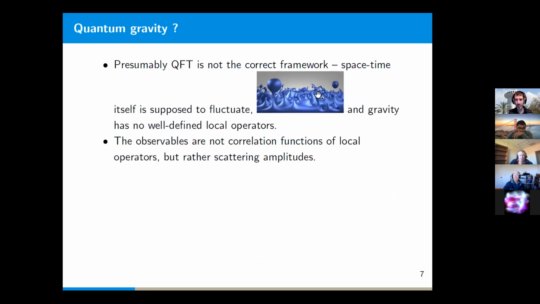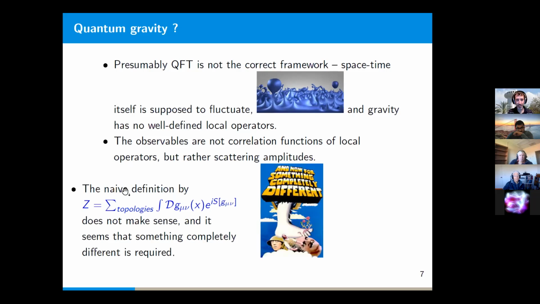Of course, we do expect in quantum gravity that space-time itself should fluctuate, so we don't expect to have any well-defined operators sitting at well-defined points in space-time, and therefore quantum field theory is presumably not relevant. And indeed, the well-defined observables in theories of quantum gravity are not correlation functions of local operators, but rather scattering amplitudes. So the naive definition that one would try to give to a quantum gravity theory by a path integral over metrics, presumably a sum over topologies and so on, while that does make sense in low dimensions, as some people in the audience have analyzed extensively, it does not make sense in 3 space-time dimensions or higher. So we need something completely different.